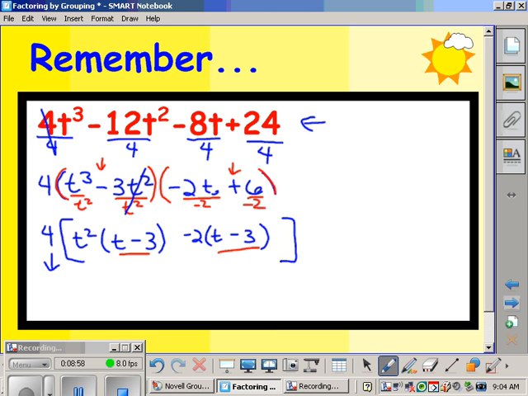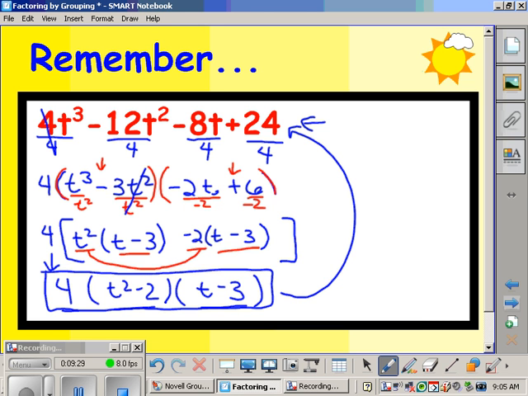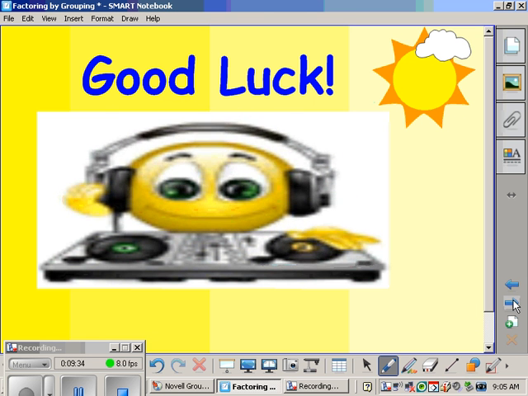So now to finish this, again, we'll drop down the 4. The t minus 3 will go in one parenthesis. Then our greatest common factors, the t squared, and then the negative 2, will be combined together to make our second binomial. And again, if you were to FOIL your binomials and then multiply every term by 4, you would get back to our original polynomial. And that completes the lesson on factoring by grouping.